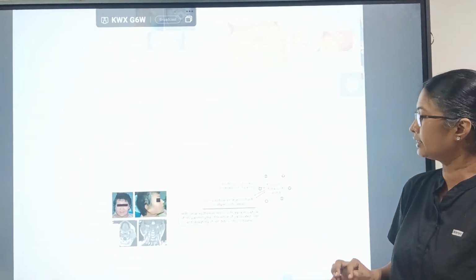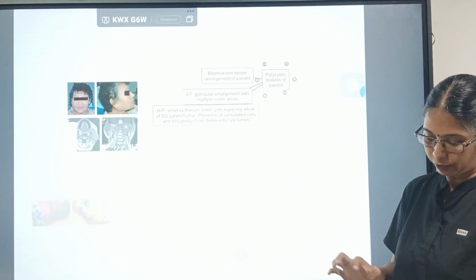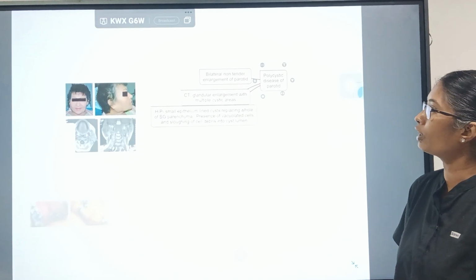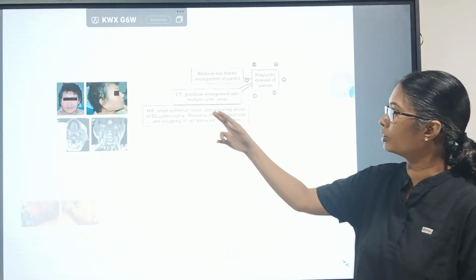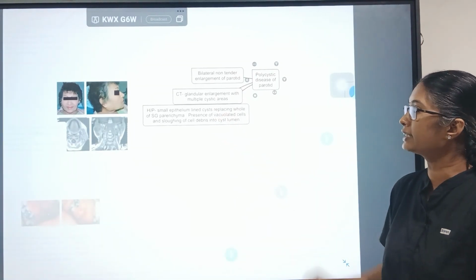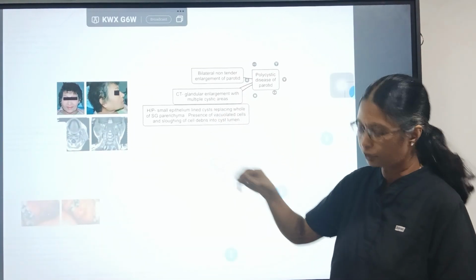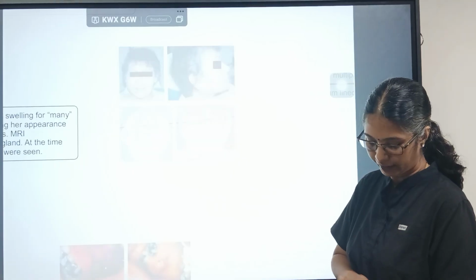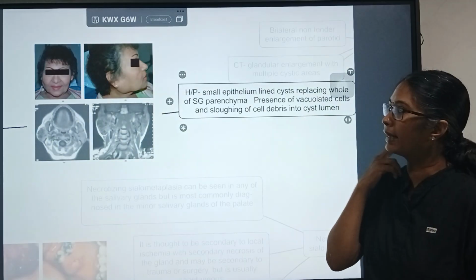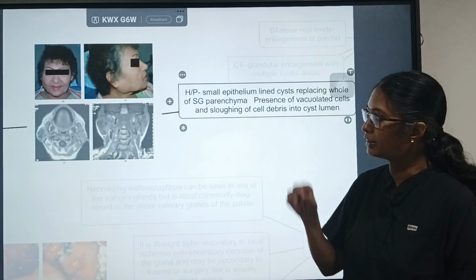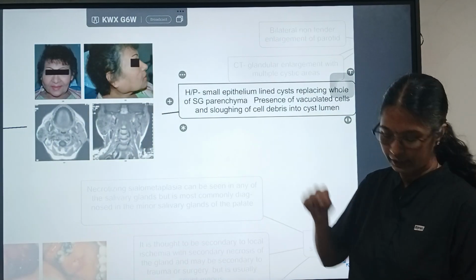The next is the polycystic disease of the parotid. It is a bilateral non-tender enlargement of the parotid, and the CT shows glandular enlargement with multiple cystic areas. In this case we can find a patient with bilateral enlargement of the parotid gland, and the CT images show polycystic areas in the parotid gland.